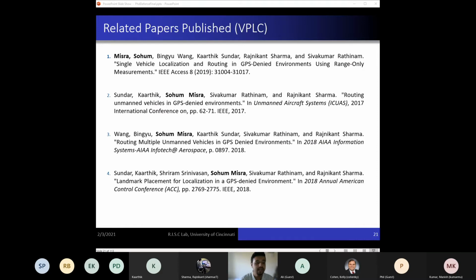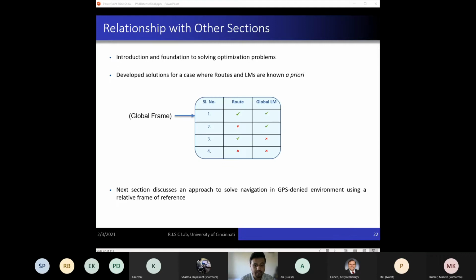So these are the related papers that were published pertaining to the VPLC problem. In this work, we addressed point 1 in a global frame. That is, the optimal route and the global landmark points are known to us before the navigation step. In the next section, we discuss a solution to a problem that is developed in a relative frame of reference.